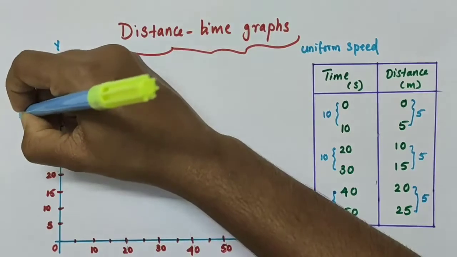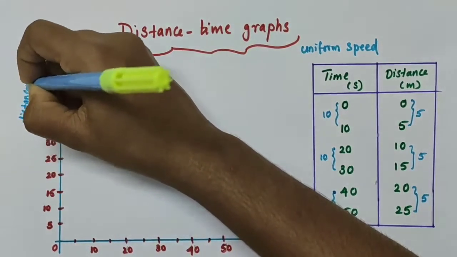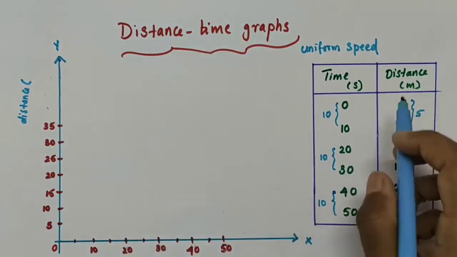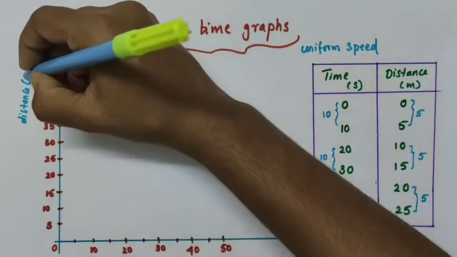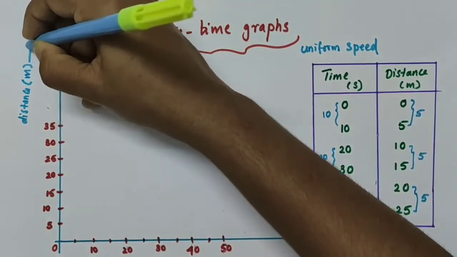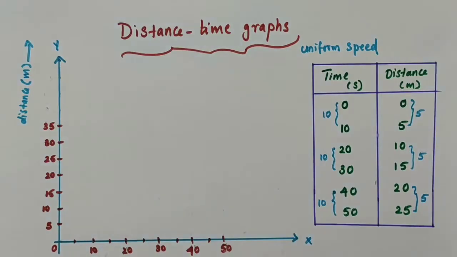So here we will take the distance values. Within brackets, we will write the units. Distance is measured in meters. So within brackets, I will write meter. It is measured along the y-axis. It is marked along the y-axis.